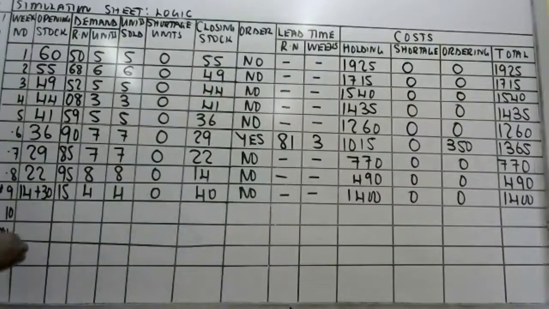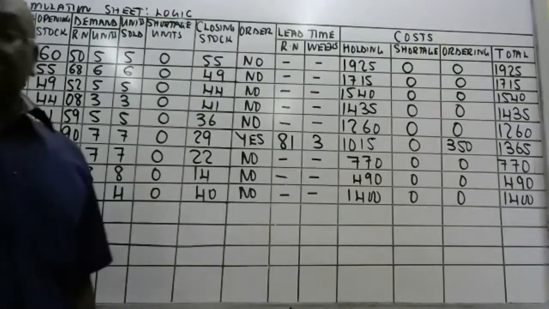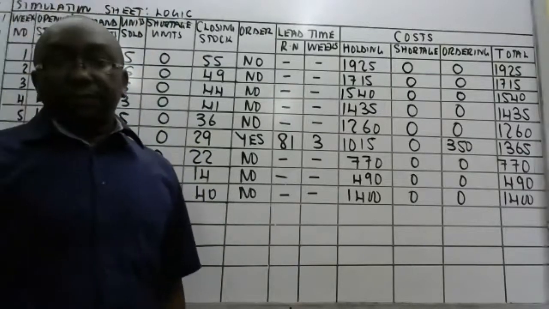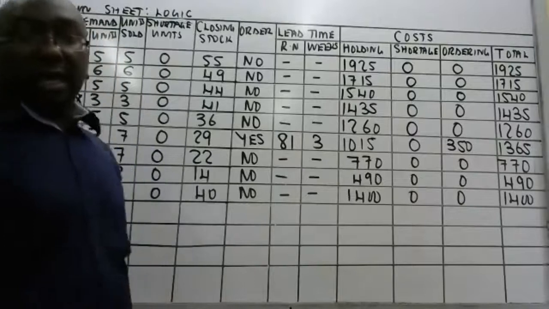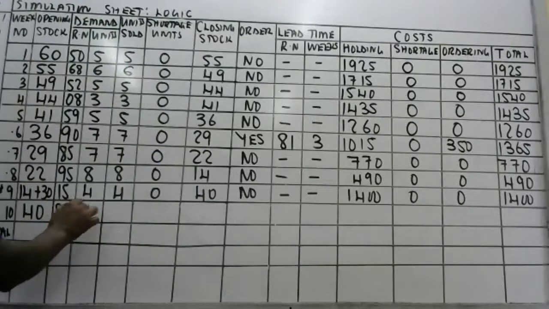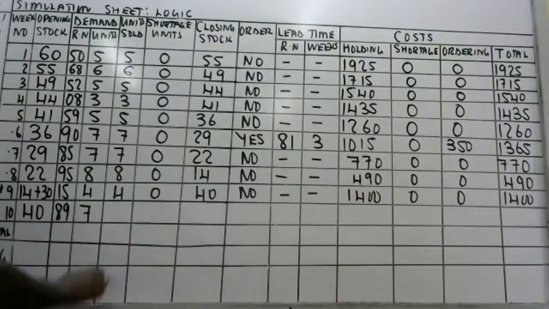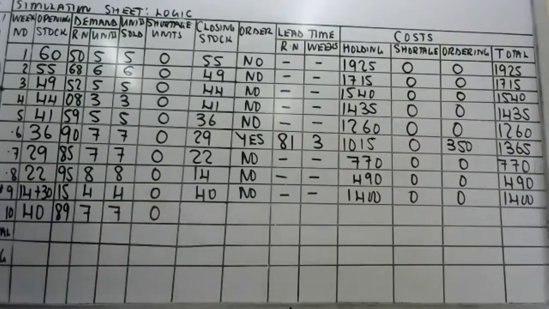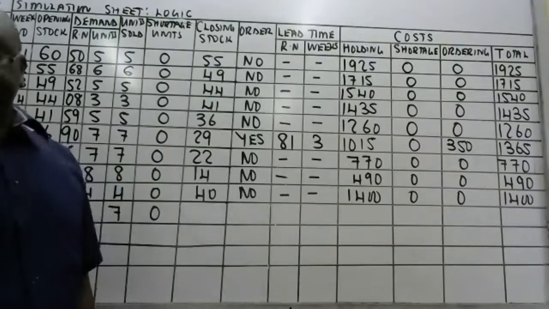Then I am now opening the week with 40 units. Random number is 89. So 89 gives me how many units? 89 gives 7 units. Therefore, I'm able to sell all the 7. No one will miss. So I close with how many?